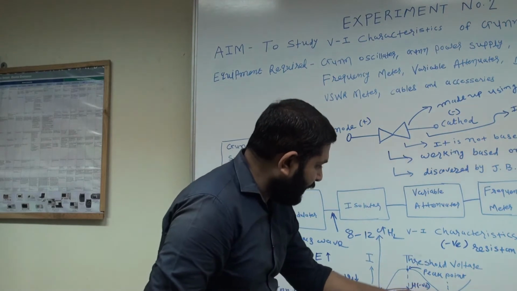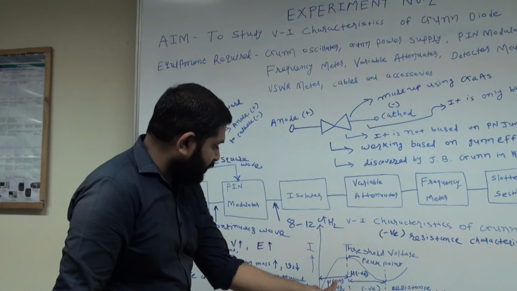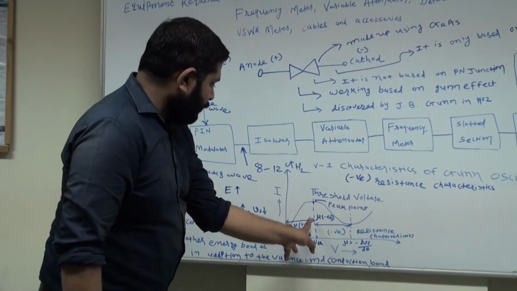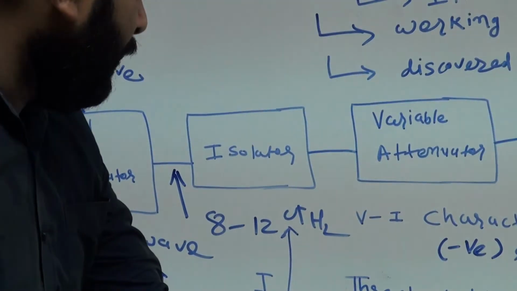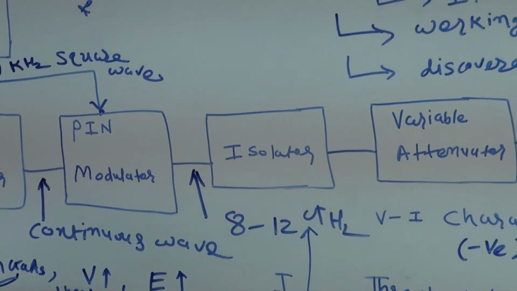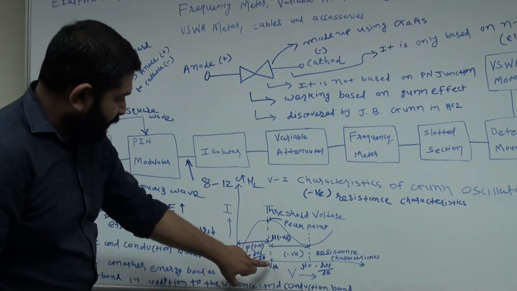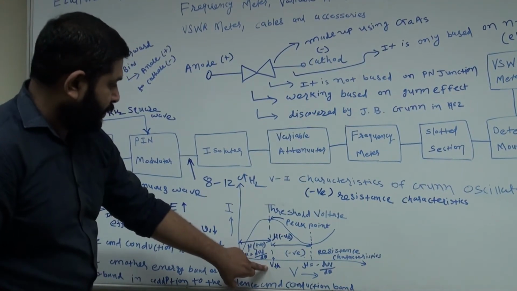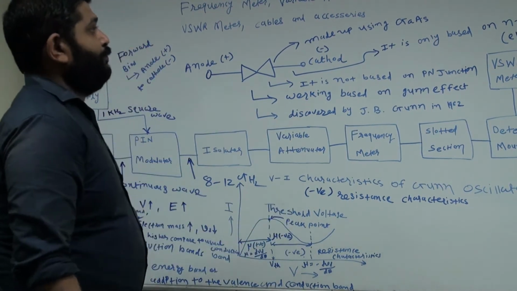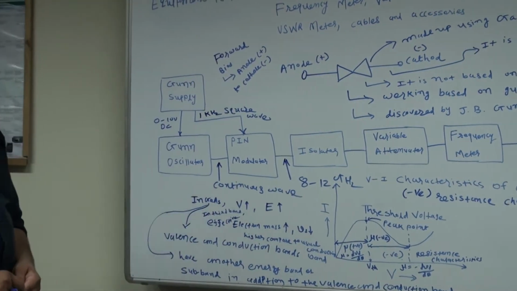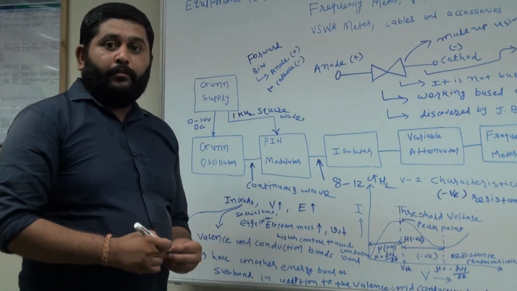That creates the negative resistance. This region is a positive mobility region, this is a negative mobility region, and this peak voltage is represented as the threshold voltage. This one is the VI characteristics of the Gunn diode. And we will move to the hardware microwave test bench.